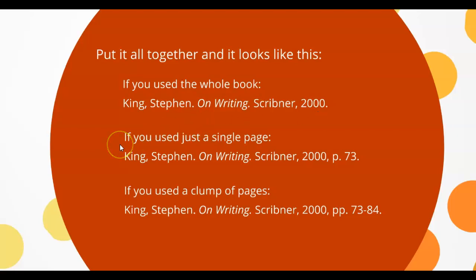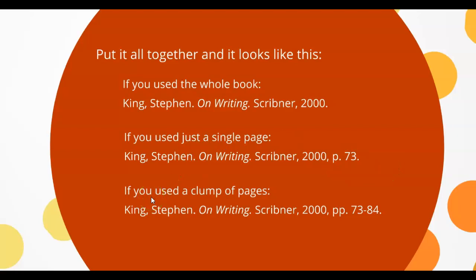Next example, if you use just a single page, it would be King, Stephen, period. That's the author. Number 2, On Writing, that is the title of the source. Then we'll move on to, we don't have 3, 4, 5, or 6, but we do have a publisher. It's Scribner. Then we do have number 8, we have a publication date. And then we're just going to use 1 page out of this memoir. So we would do p. 73.